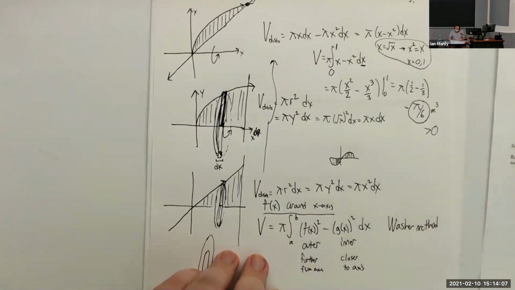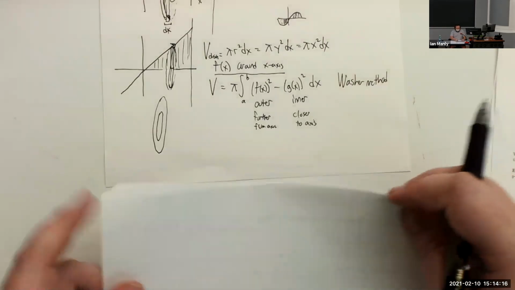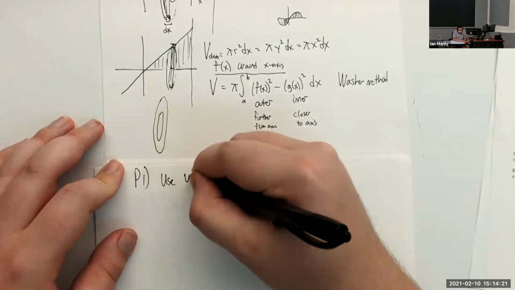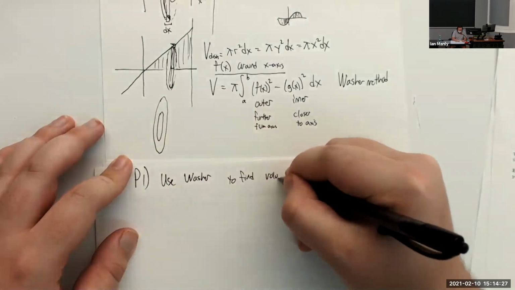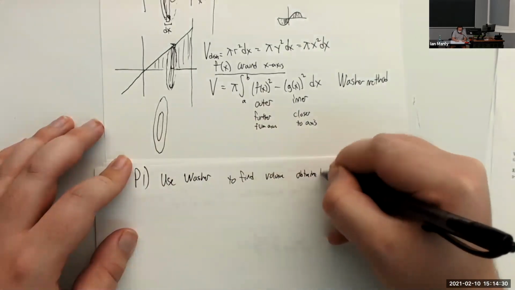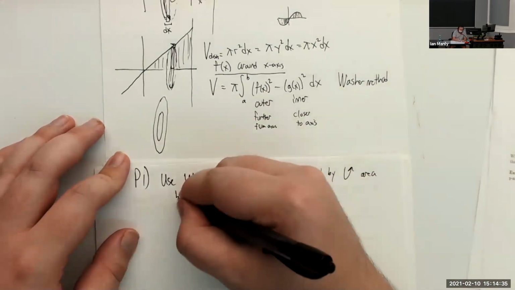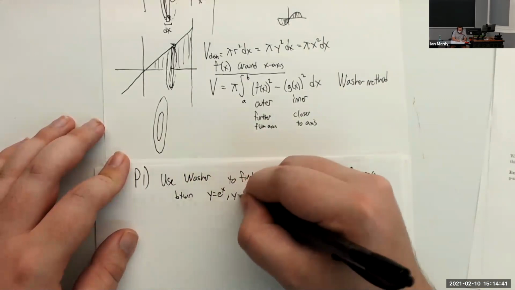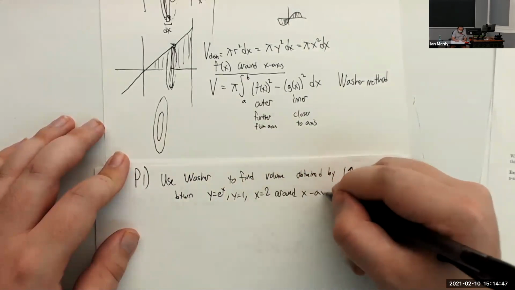All right, so why don't you guys give this a try here? Why don't you guys try to use the Washer method to find the volume of the following? Let's see here. So practice 1, use the Washer method to find the volume obtained by spinning the area between y equals e to the x, y equals 1, and x equals 2 around the x-axis.